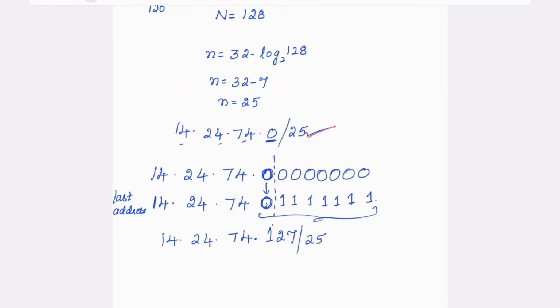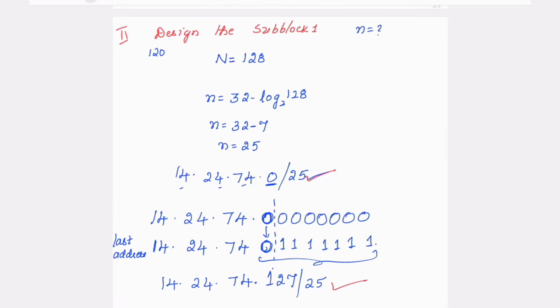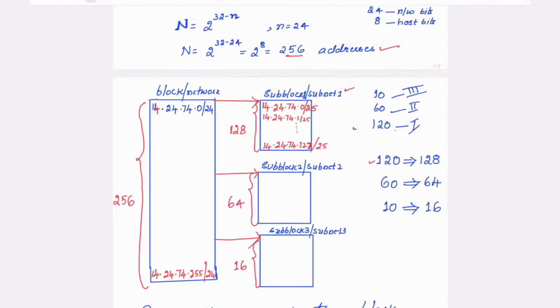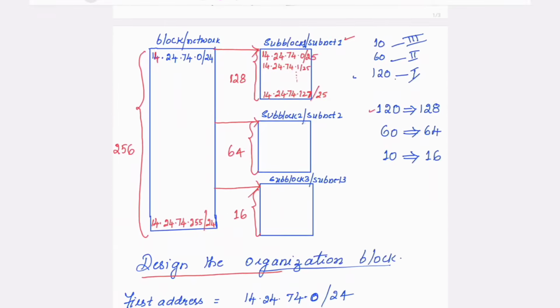Your first address is here, your last address is here, the number of addresses is 128, and this is the prefix value. These 4 details will give you the complete information about any subnet. Next comes subnet 2.